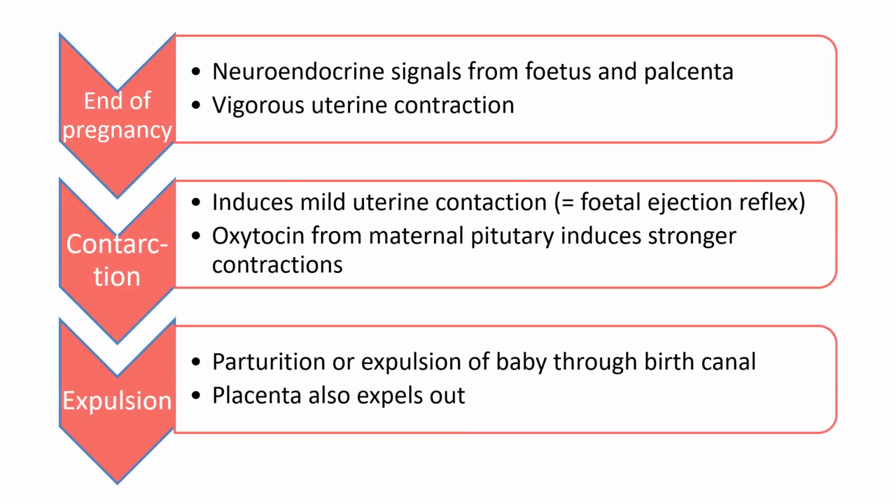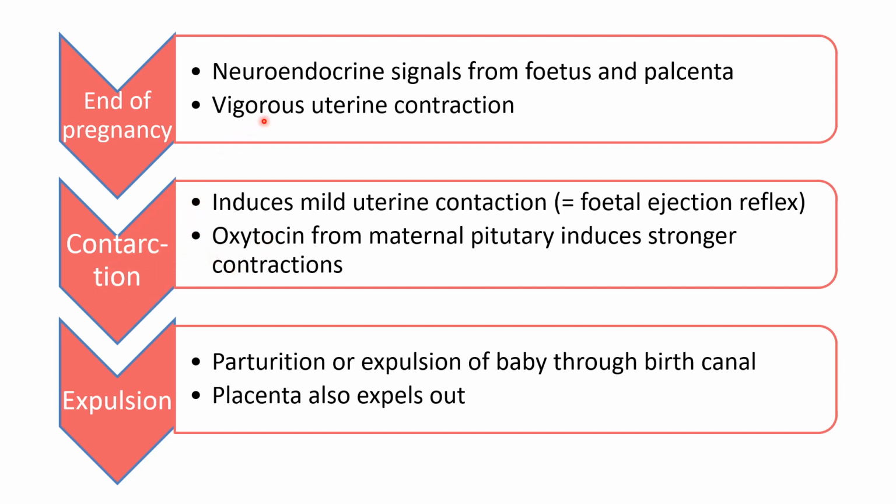After the 9 months of gestation is over in humans, it is now the time to end pregnancy and expel the fetus out. So there are three stages. It is end of pregnancy, that is for which the signals are originated from fetus and placenta, and it results into induction of uterine contraction. Second stage is the contractions growing stronger and stronger.